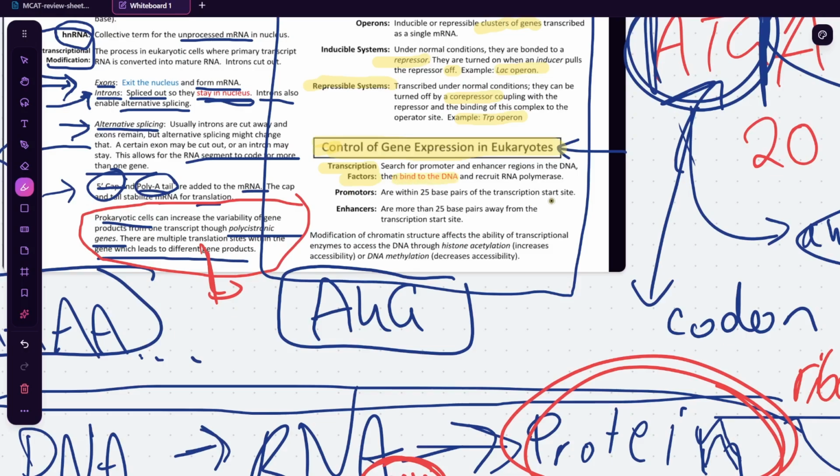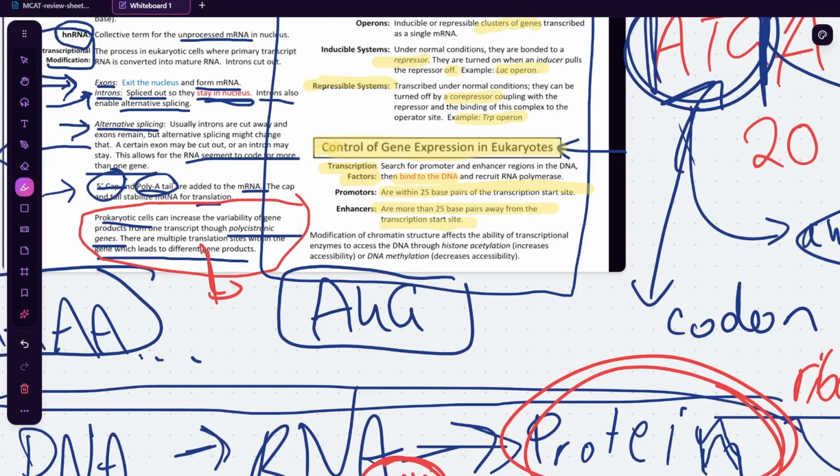So they bind to the DNA and they can turn things on or off. Promoters. So where do those proteins bind? Promoters are within 25 base pairs of the transcription start site, as it says here, and enhancers are more than 25 away from the transcription start site. So you can think of promoters as the ignition, and that's where the RNA polymerase initially binds.